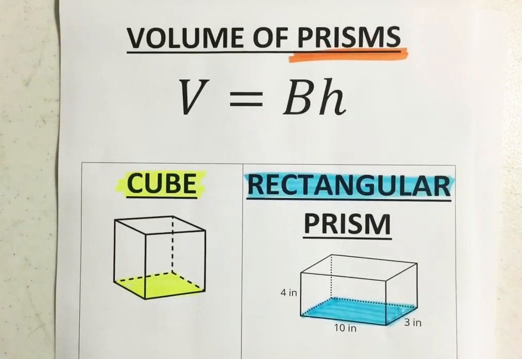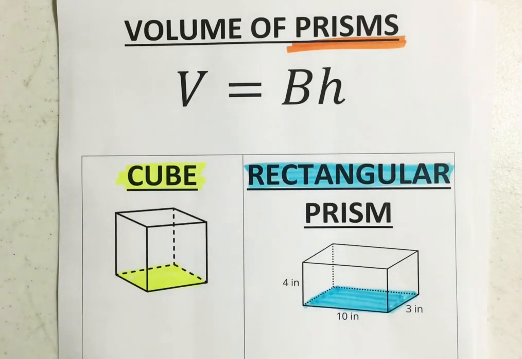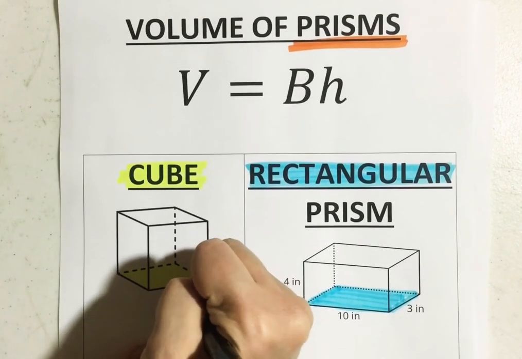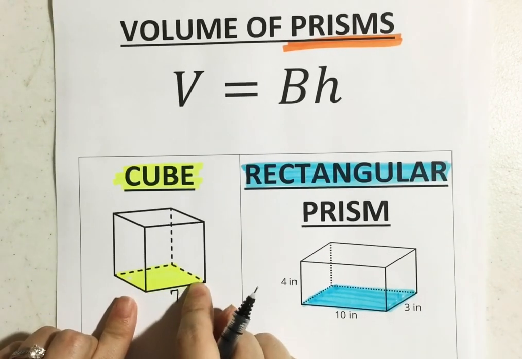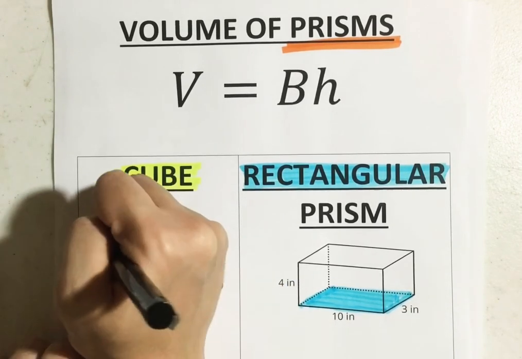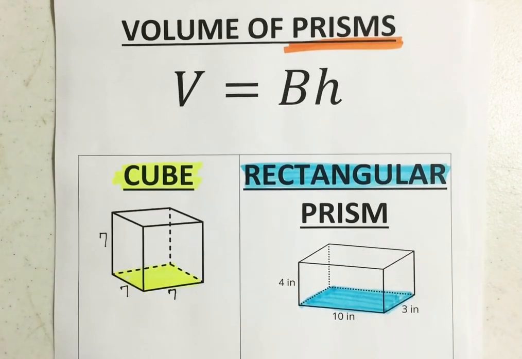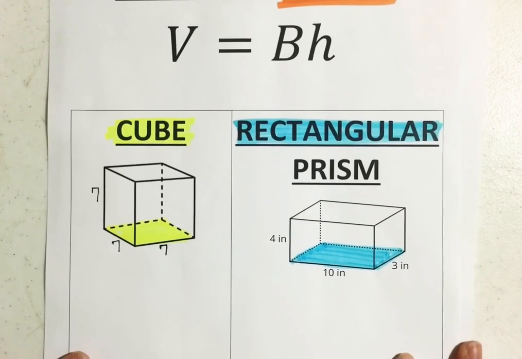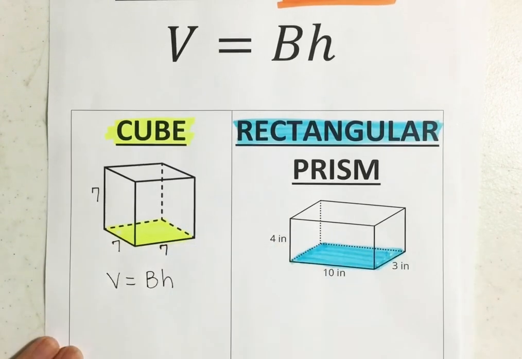So let's find the volume of a cube first, okay? If we look at the cube itself, look at its base. The base is a square, okay? Now let's say that this edge here measures 7, okay? So if this edge measures 7, you know that the width is going to measure 7. You know that the height is going to measure 7 because squares have equal sides. So you're going to start with your formula. Okay, your formula says volume equals area of the base times the height.